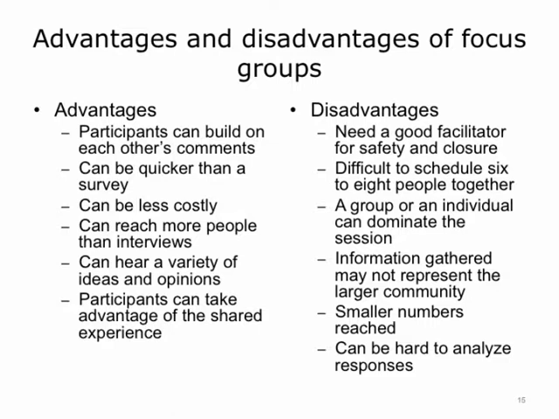But for focus groups to be successful, they require a good facilitator for safety and closure, someone who can effectively manage the conversation and prevent a group or individual from dominating the session. Compared to the other methods we discussed so far, focus groups are the most difficult to administer. In the average workplace, it can be difficult to schedule 6 to 8 people together, so you can expect to reach smaller numbers, which means that the information gathered may not represent the larger community. Also, the data you collect will have to be transcribed and can be difficult to analyze.